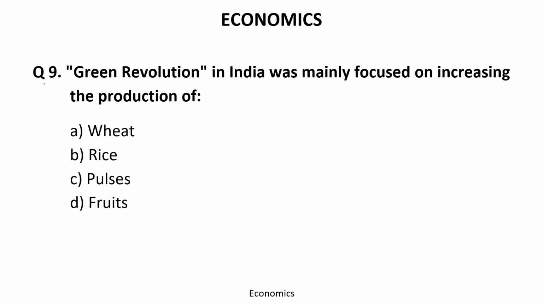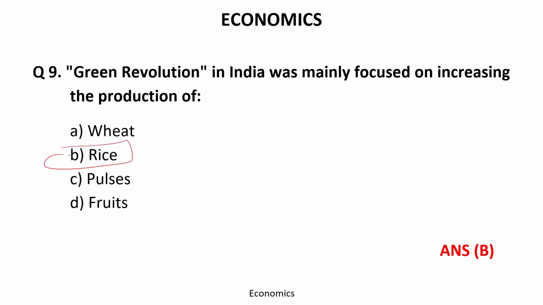Ninth question we have. Green Revolution in India was mainly focused on increasing the production of... I had told you so many times. So I think 20 seconds is more than enough time to answer this question. Your time starts now. 1, 2, 3, 4, 5, 6, 7, 8, 9, 10, 11, 12, 13, 14, 15, 16, 17, 18, 19, 20. Time's up. The correct answer is B.